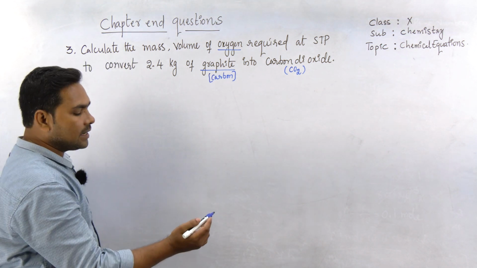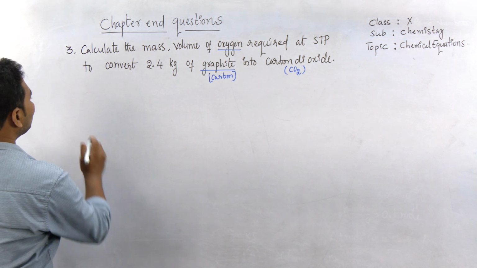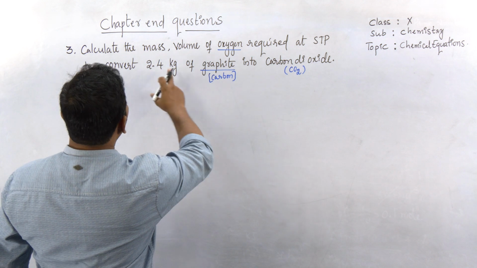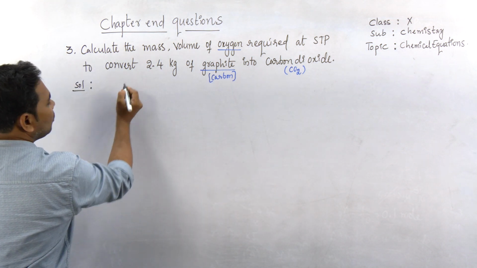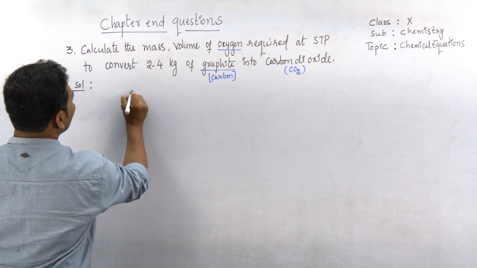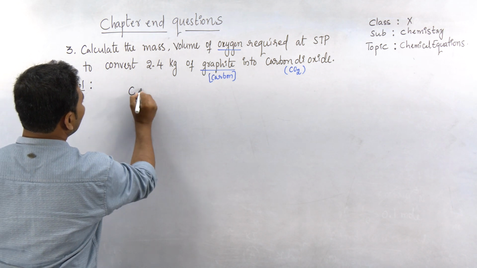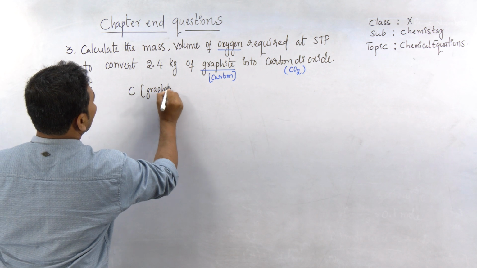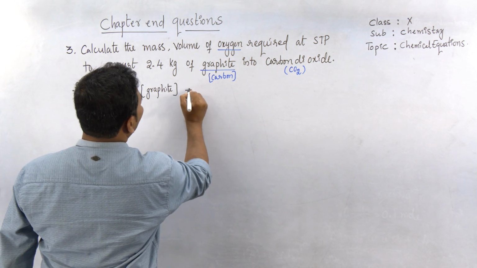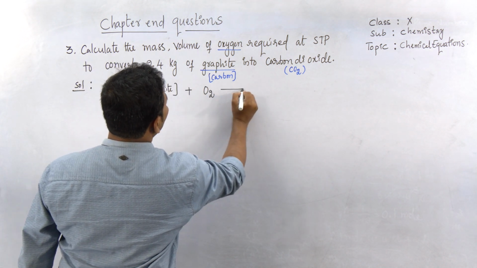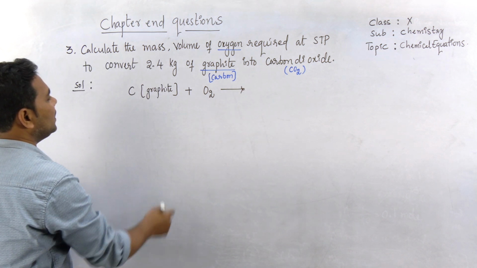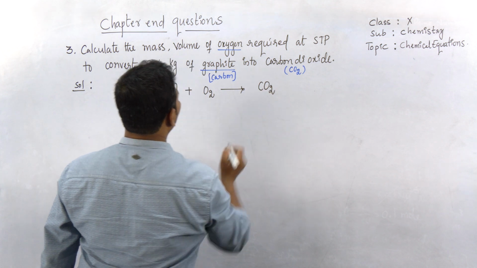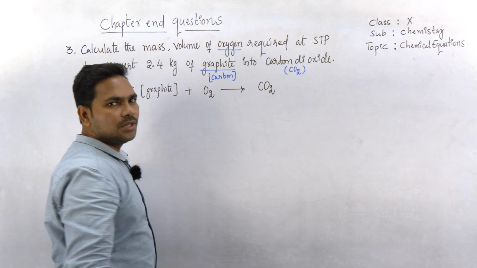So first thing, let us write the chemical equation involved here. It's converting graphite into carbon dioxide. Graphite is nothing but carbon, so I'm writing carbon. Graphite is represented by C. To convert it into carbon dioxide, it has to be treated with oxygen. So it converts into carbon dioxide. C plus O2 gives rise to CO2.